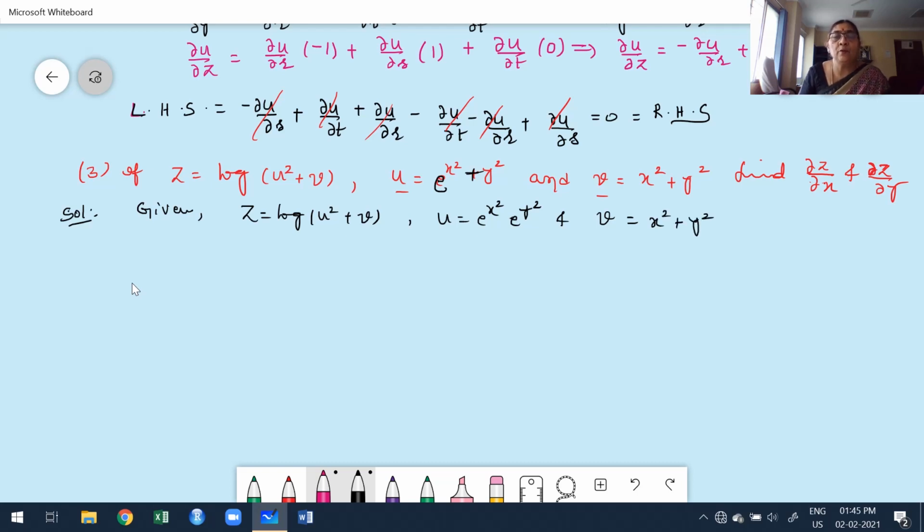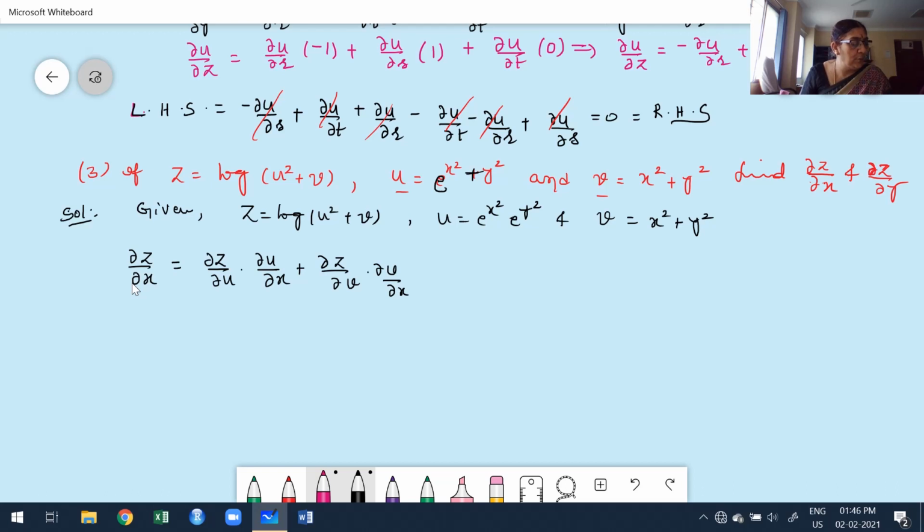z is a function of u and v. u and v are functions of x and y. Therefore, I have to find dou z by dou x and dou z by dou y using which definition? The composite function definition. But z is not basically a function of x and y, it's a function of u and v. From the chain rule, dou z by dou u into dou u by dou x, and also dou z by dou v into dou v by dou x.